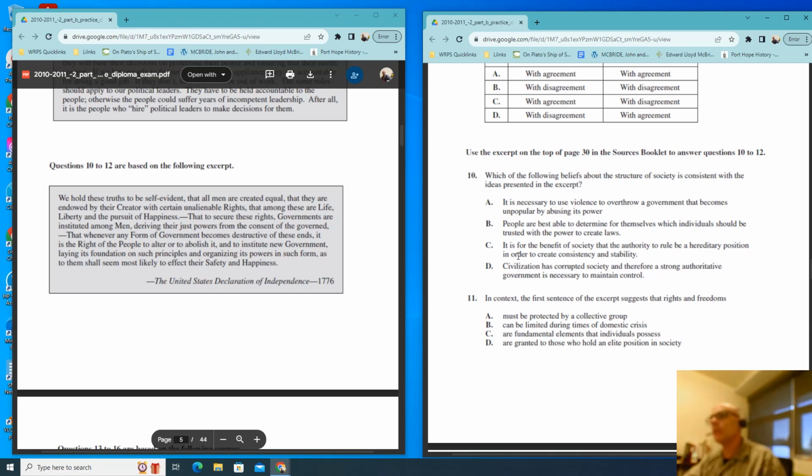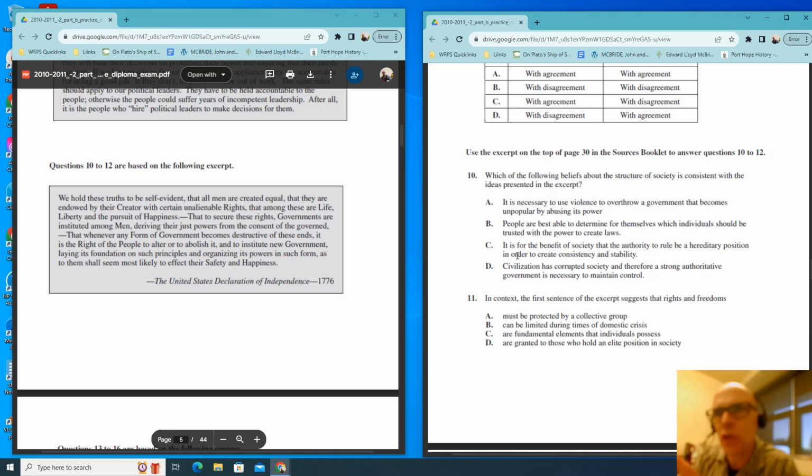The answer's got to be B. In context, the first sentence of the excerpt suggests that rights and freedoms must be protected by a collective group, can be limited during times of domestic crisis, are fundamental, are granted to those who hold an elite. Again, if it's a democracy and not a plutocracy or an oligarchy, then it's not going to be D. D is saying some get the rights, but not all. If it's a democracy, then going back, are rights fundamental in a democracy? That rights and freedoms are fundamental elements that individuals possess. I'm going to go back and look and say, is there evidence that that's the answer? Because that's what I would associate with a democracy.